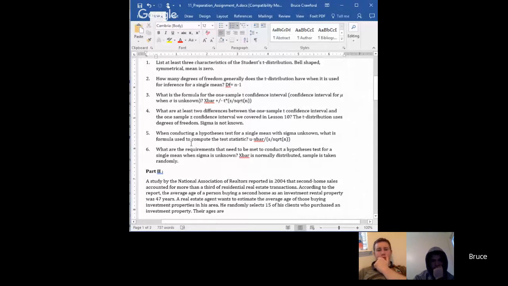Okay, number 5. When conducting a hypothesis test for a single mean with sigma unknown, what is the formula used to compute the test statistic? It's t for z, or no, it's just the mean minus x bar over. You mean x bar minus the mean? Oh, that's what I meant. I wrote it wrong.